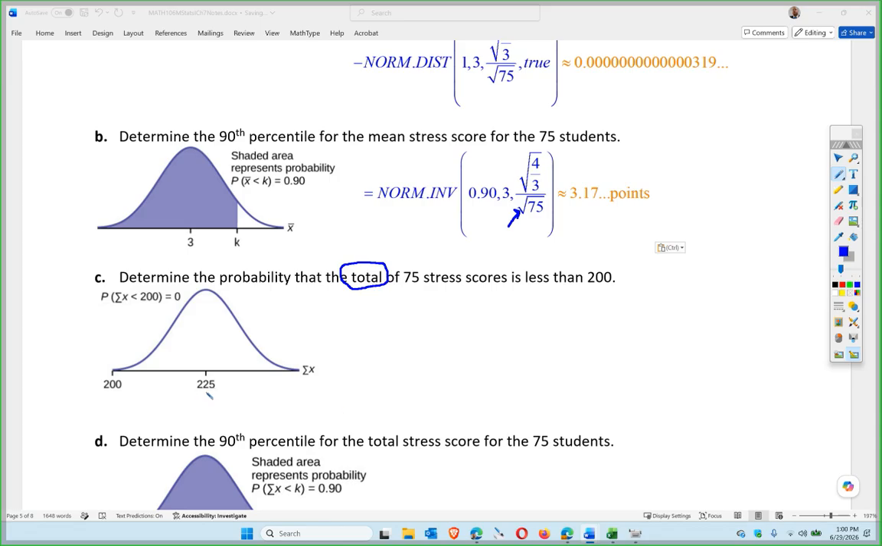So this says 225, you're like, where does 225 come from? Well, the mean is 3, isn't it? The mean's 3 times 75 students, that is 225. So we want less than 200, so that's less than 200 over here, correct? Okay, let's see what that is.